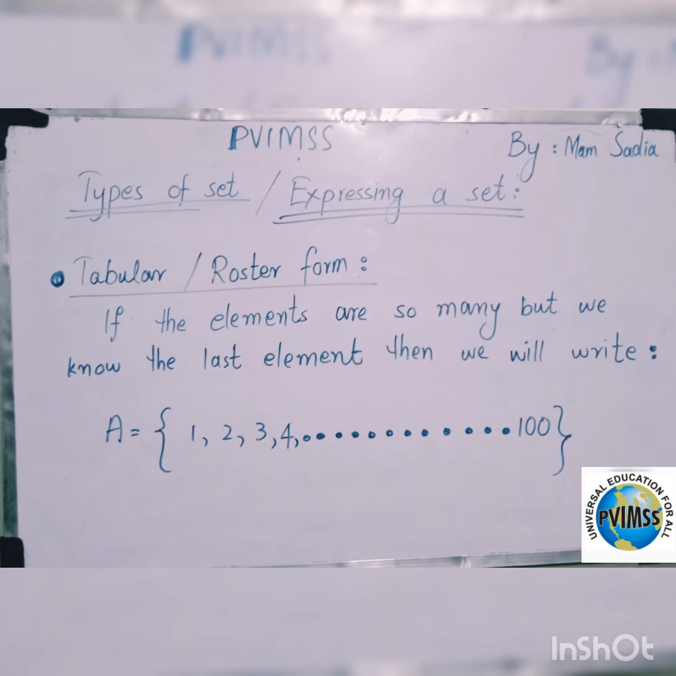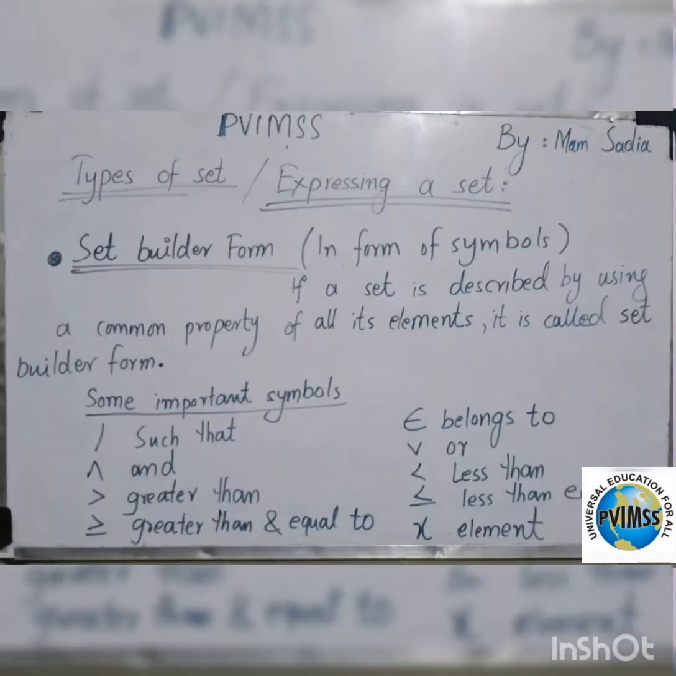The third form is set builder form. Students, if a set is described by using a common property of all its elements, it is called set builder form. In this form, sets are expressed in the form of symbols. Some of the special symbols which are used to describe sets are given, and you can see that the first symbol is such that, and the second one is and. It is a type of V but in the opposite direction.